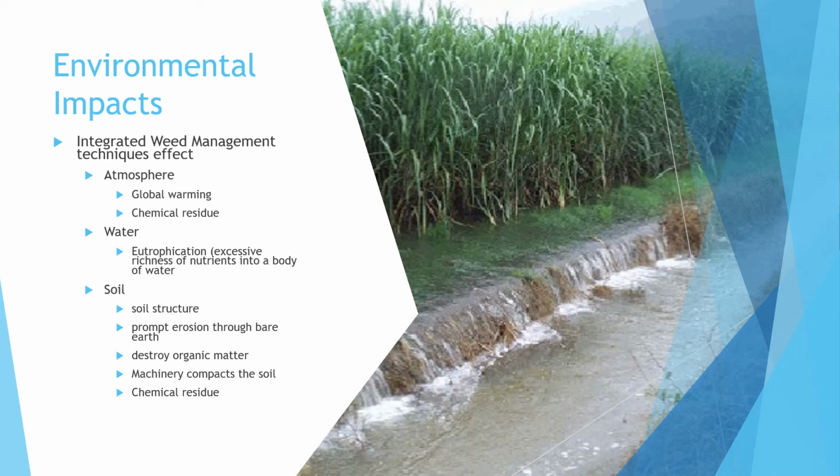Moving down to water, the major issue is the leaching of chemicals into waterways, which has caused issues for the Great Barrier Reef located off the north coast of Queensland. As for soil, in weed management, it takes the full brunt of the consequences, with the possibility of soil compaction from machinery, the destruction of organic matter through the burning of weeds, soil erosion, and chemical residue being left in the soil.